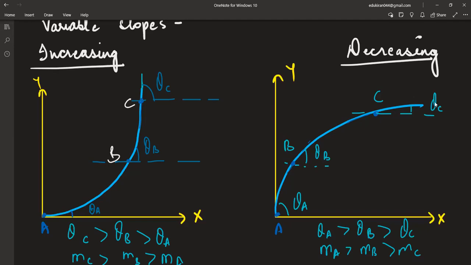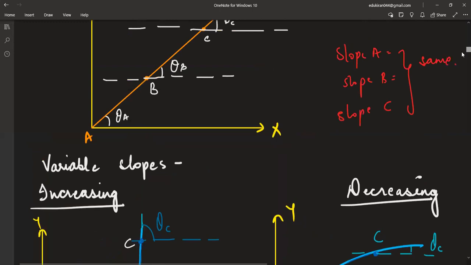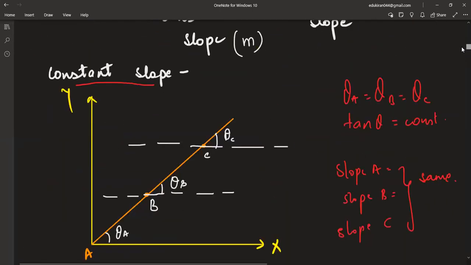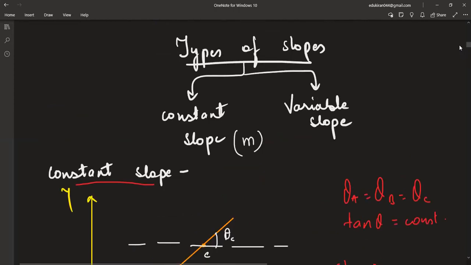And a similar condition in decreasing. Theta A is the greatest here. Theta B is decreasing. Theta C here is decreasing further. So here you can see the angle is decreasing, so tan theta is decreasing, so the slope is decreasing. Here the slope was the least, here it is the highest. So this is how, by looking at the graphs, you have to identify whether the slope is constant or variable. Regarding linear equations and quadratic equations, we'll do later on. Quickly just note down these parts.